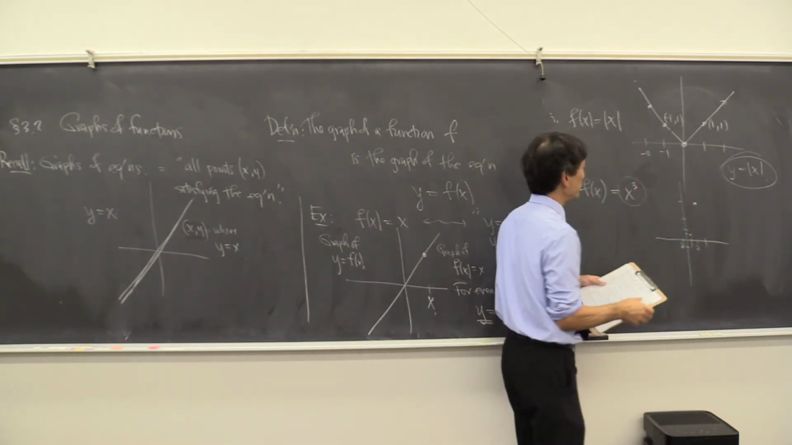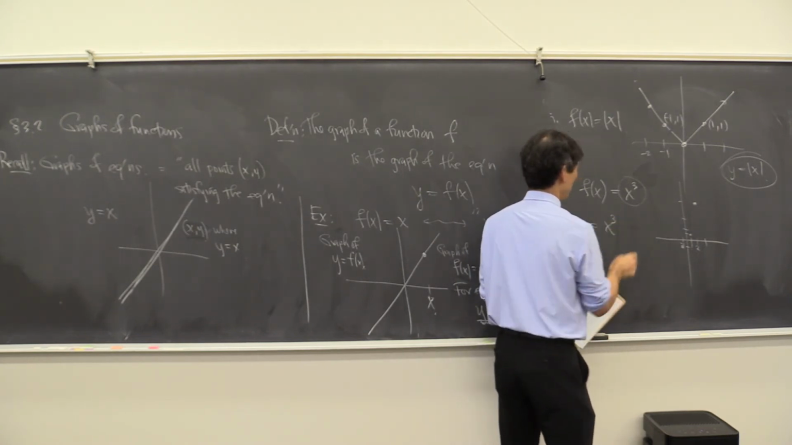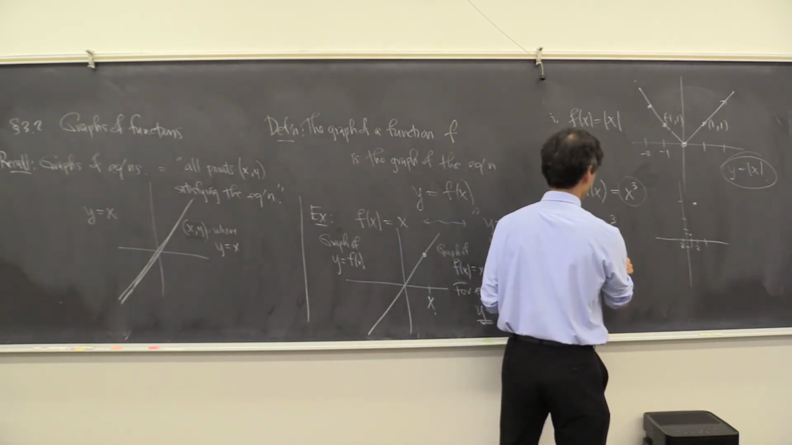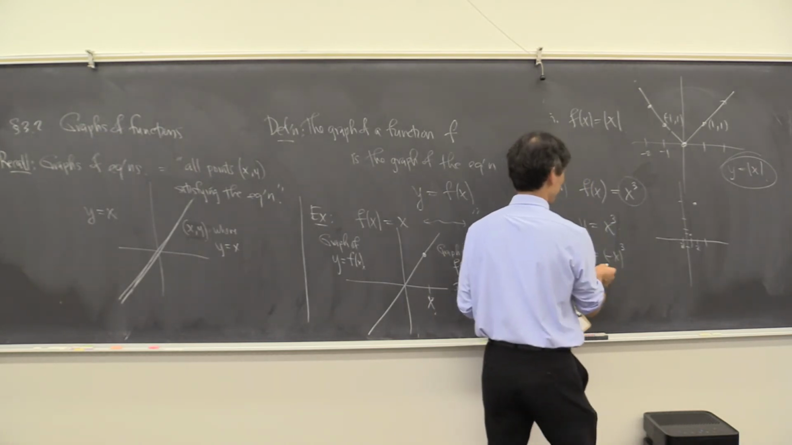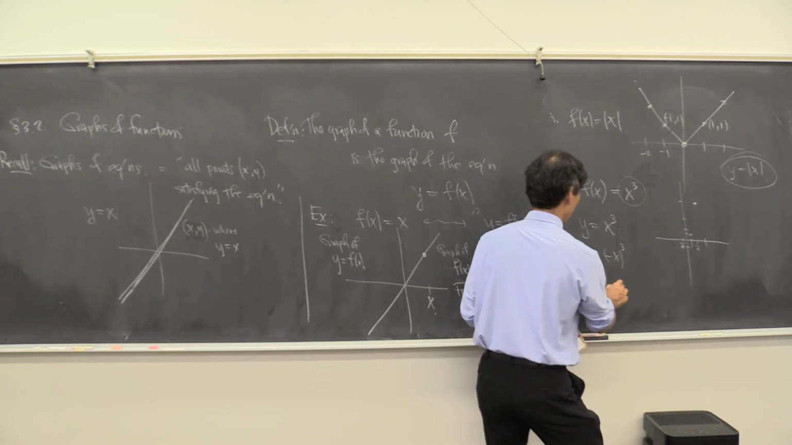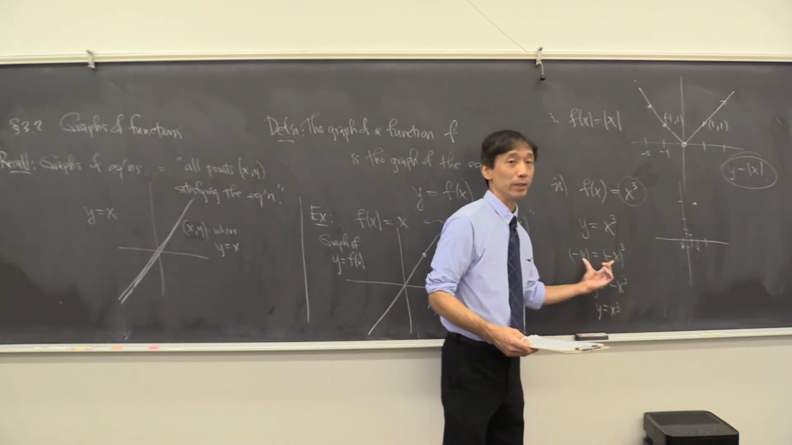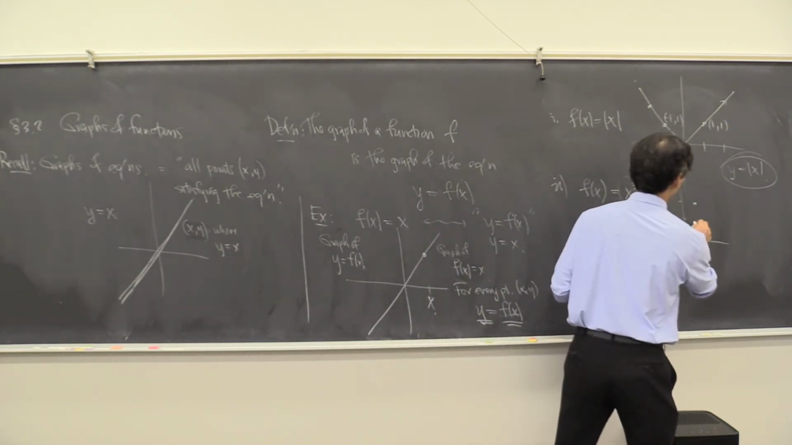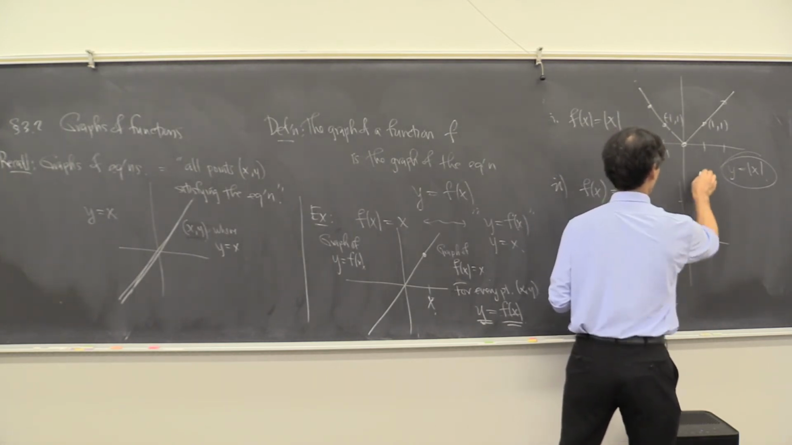And you know that this thing is symmetric about the origin, because if you put in negative x and negative y, you see that you get negative y equals negative x cubed, which is the same thing as y equals x cubed. So you can play the symmetry game and see that it's symmetric about the origin, so this part is going to be a reflection like that.